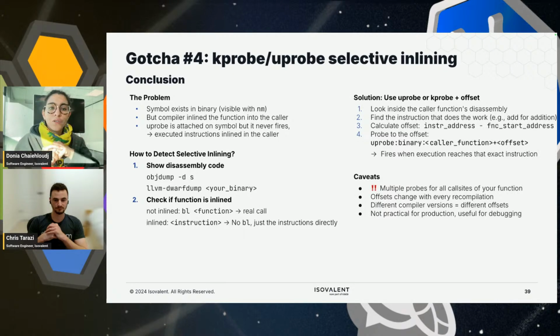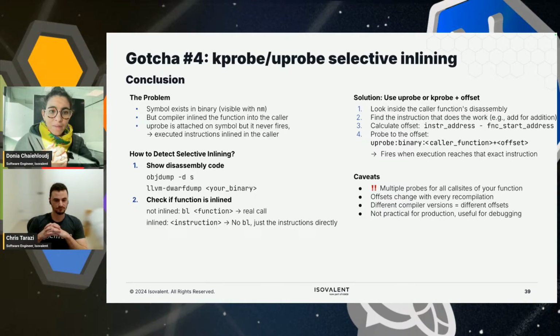So what are the solutions? You can use uprobe or kprobe with an offset. You can look inside the caller function's disassembly and find the instruction that does the work, like an add for addition. You can calculate the offset using the instruction address minus the function address to get a relative offset, and it will fire when the execution reaches that exact instruction.